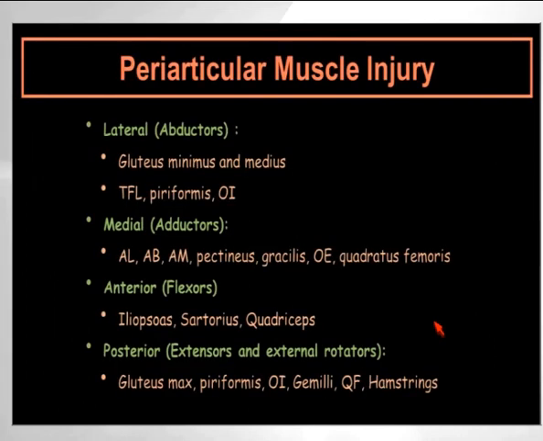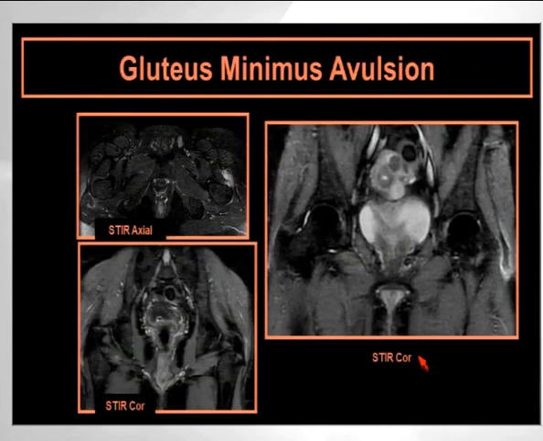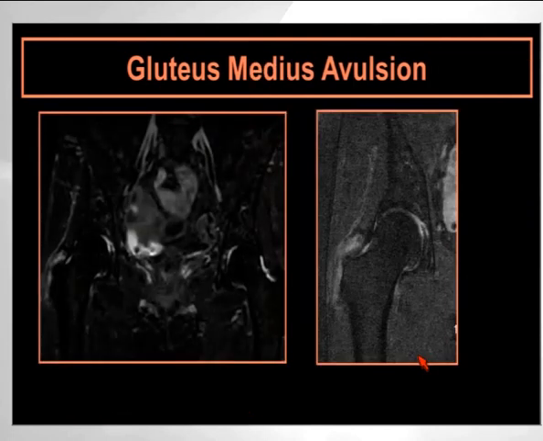So briefly, I'll talk about periarticular muscle injury because I don't know how much time I have. Again, when you're thinking of muscles, think of groups: lateral muscles, medial muscles, anterior and posterior muscles. Here is a gluteus minimus avulsion, commonly seen in elderly patients. This is a gluteus medius avulsion. So gluteus medius is more posterior superior and gluteus minimus is more anterior.